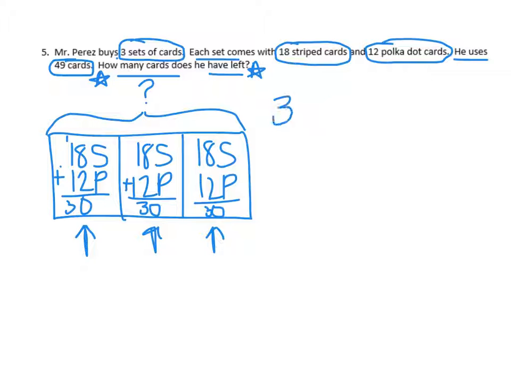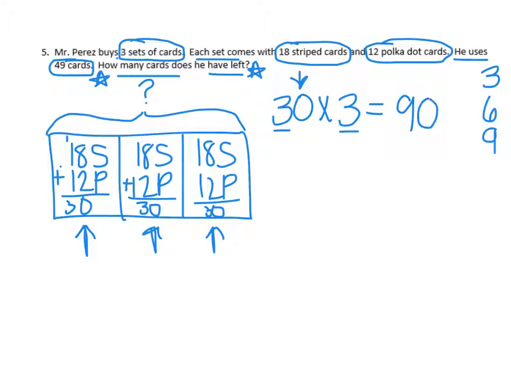So what I need to do is take 30 and multiply it by 3. Now remember, our trick is just to take a look at all the numbers except the 0. So we have 3 times 3. So I'm going to write my 3 down 3 times. So 3 times 3 is 9. Now I'm going to take a look at how many zeros I have. I have 1 zero, so I'm going to add it to the end. So that means he has 90 cards.